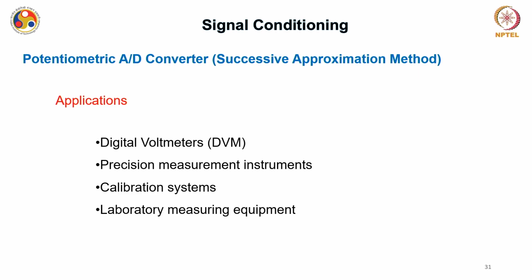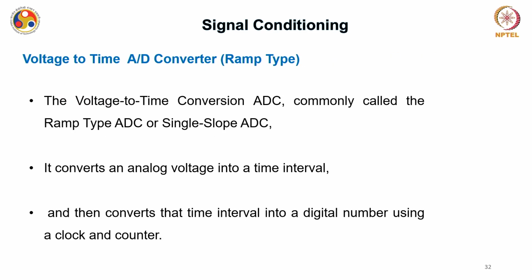We have several applications of these potentiometric AD converters based on successive approximation methods around us. For example, it has very good application in digital voltmeters or DVM. Okay. As I have earlier mentioned, they are favorable for precision measurement instruments. Okay. They are also useful in calibration systems, and most of the laboratory measurement equipment possess these potentiometric AD converters.